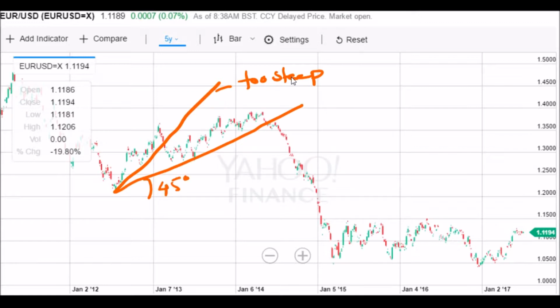Generally, trend lines are sustainable at about a 45-degree angle. Anything more than that, we can expect the angle to come down to 45 degrees, and anything less than 45 degrees, we can begin to question the strength of the rally. There may not be enough momentum to sustain the rally, and a break of the trend line or even a reversal of the trend line is possible.